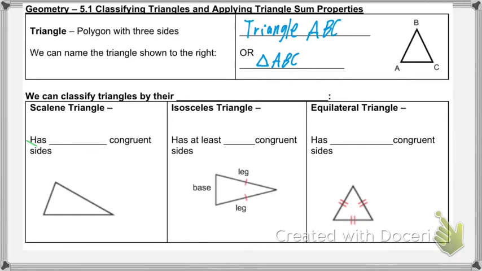All right. So we can classify triangles in a couple different ways. The first way we're going to talk about classifying them is by their sides.